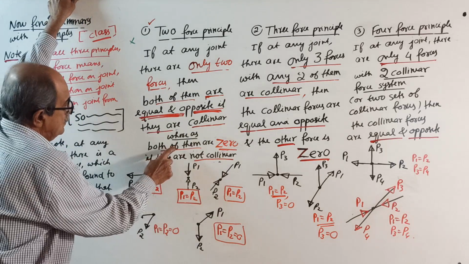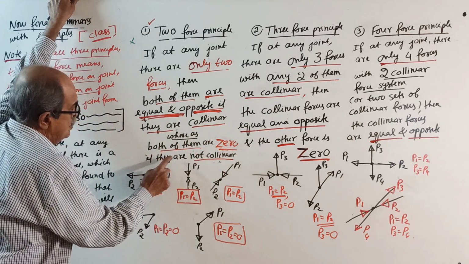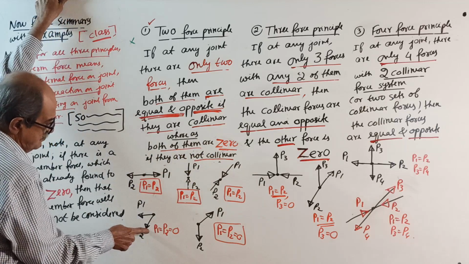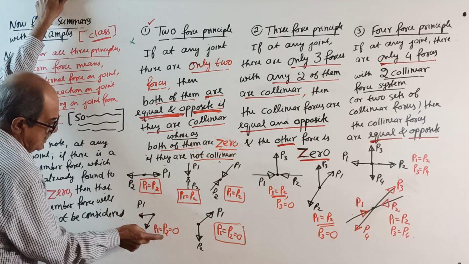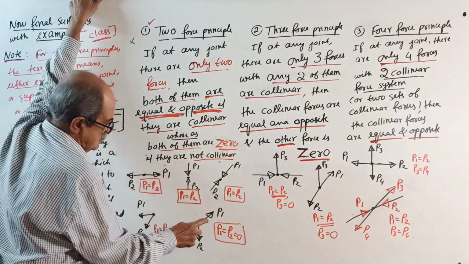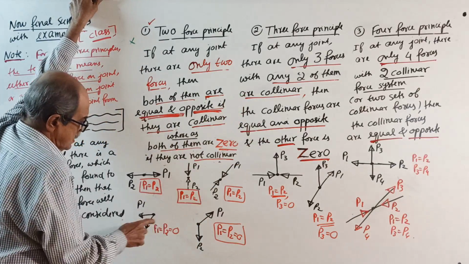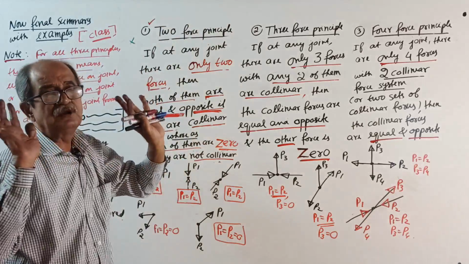That is one part. The other is that both of them are zero if they are not collinear. See here, not collinear, both are zero. Not collinear, both are zero. Incoming or outgoing does not matter.